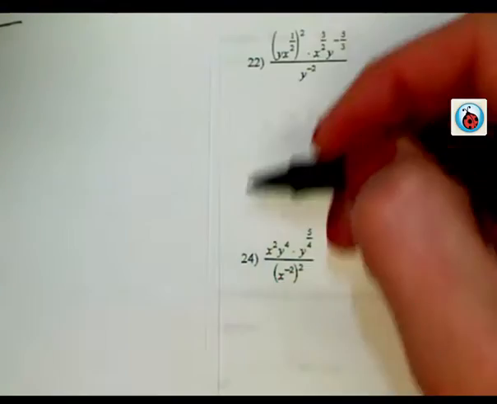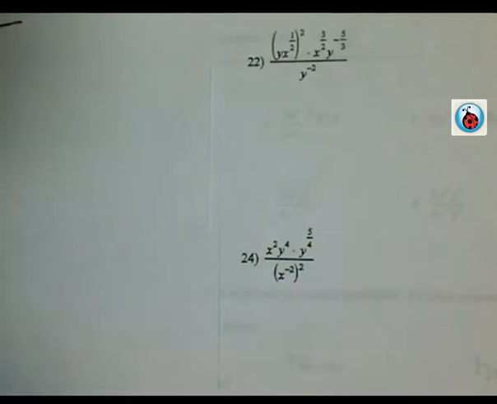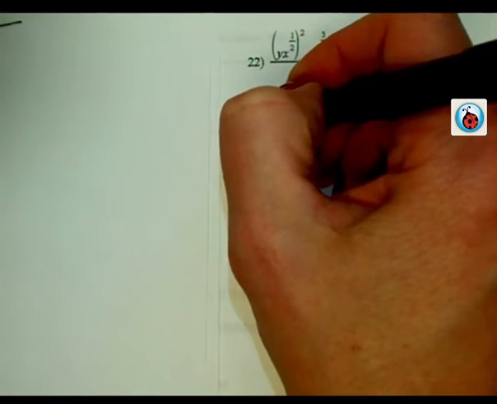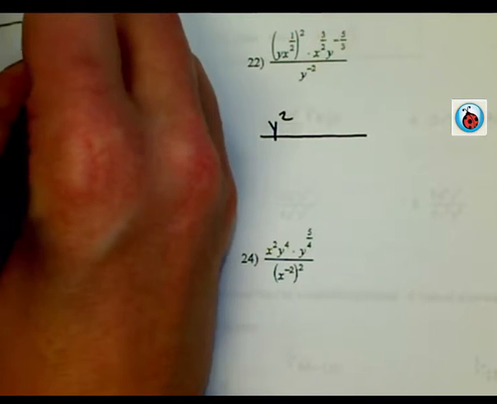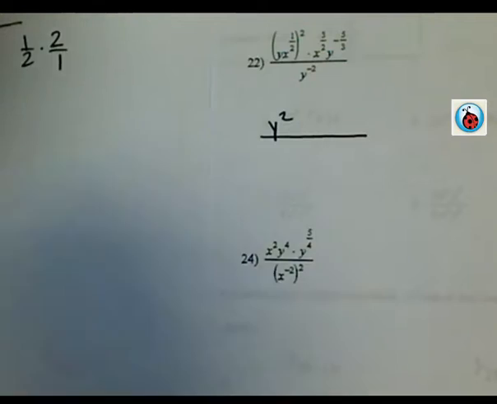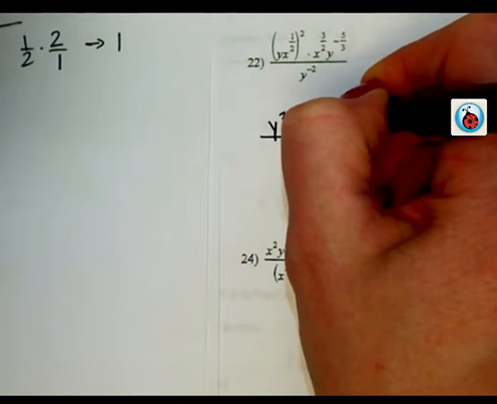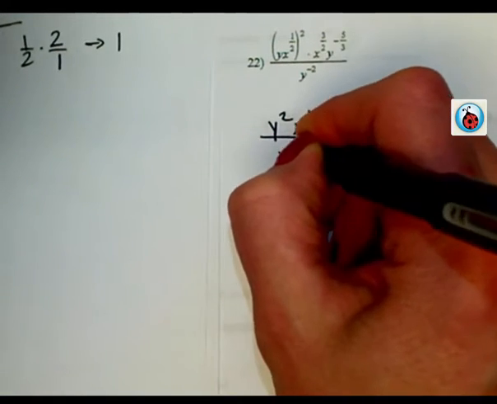Okay, let's go 22, 24, 26. Okay, so I see this exponent rule here, and I see a negative and a negative. Okay, y squared, 1/2 times 2, right, so just over 1, is 1. Okay, x to the 3/2. Now this y and this y are both going to move.